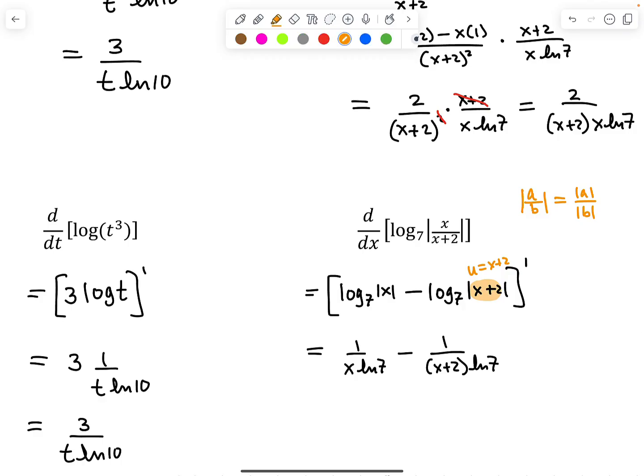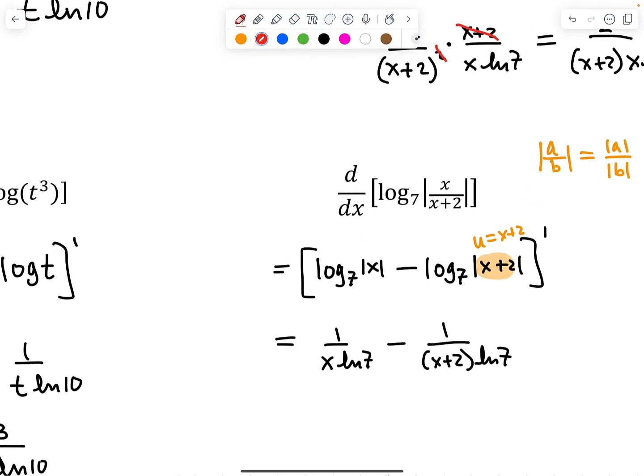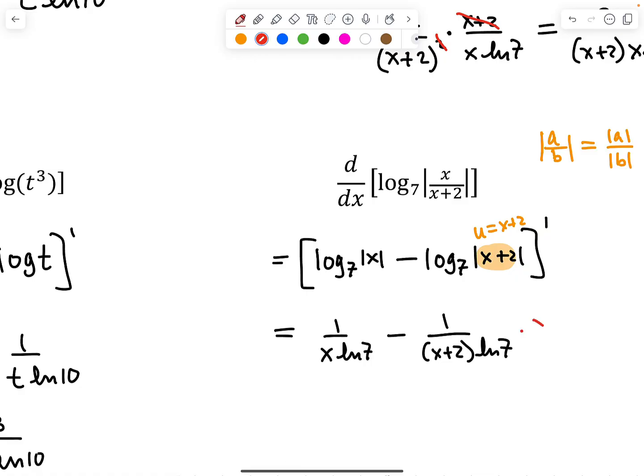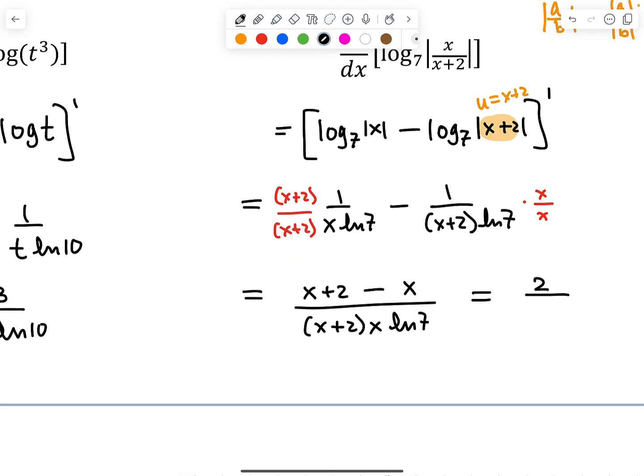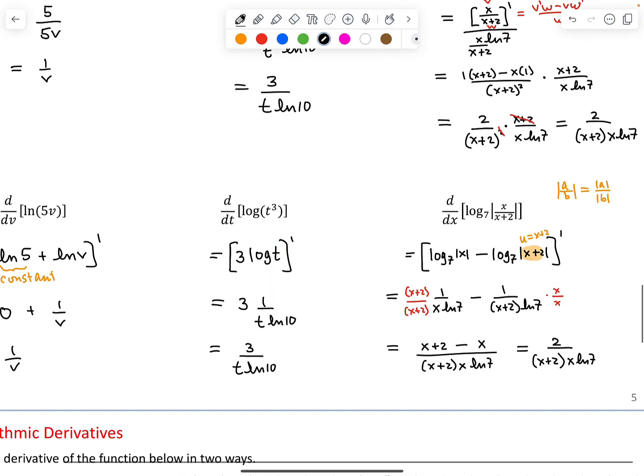It doesn't currently match the derivative I got up here. If I wanted to take the time to show that these two answers are the same, then I would need to get a common denominator so I can combine these two fractions together. So I'd multiply the first fraction by x over x, and the second fraction by x plus 2 over x plus 2. So I'd have a common denominator. So I have x plus 2 minus an x all over the common denominator. And then, of course, the x's cancel, giving us, as a final result, the same answer we got up here.